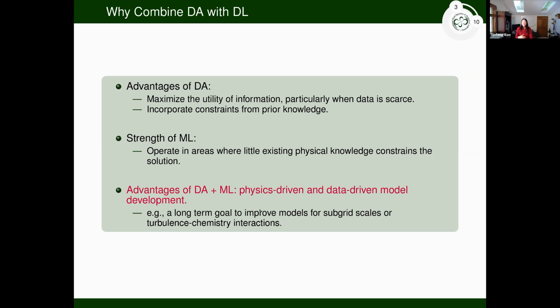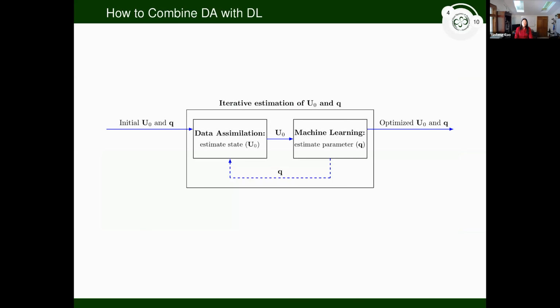One of the long-term goals of our research is to improve the subgrid scale model in large eddy simulation and also the turbulence chemistry interaction models in turbulent reacting flows. We have done this model improvement just using data assimilation. So the next step is we want to see how we effectively incorporate, embed this machine learning component into data assimilation. So how do we combine them?